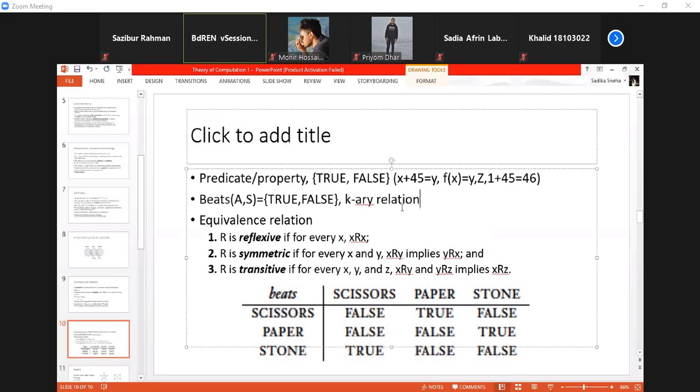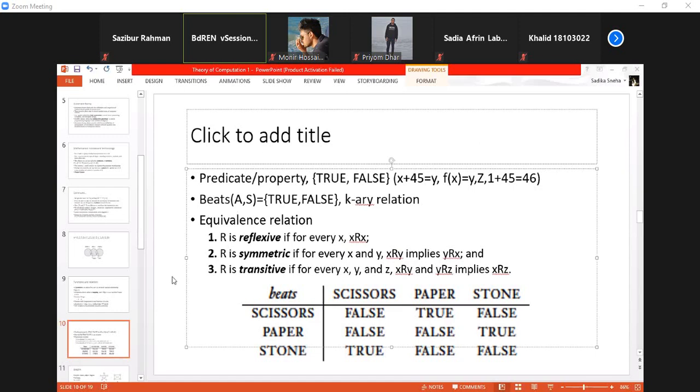So we have three inputs here: scissors, paper, and stone. So it is known as a three-ary relation. Same thing, but it is not going to be called a function, it is known as a relation. The arity of a predicate function is known as a k-ary relation.